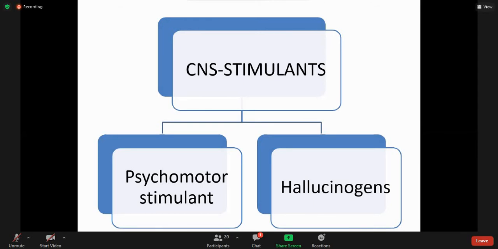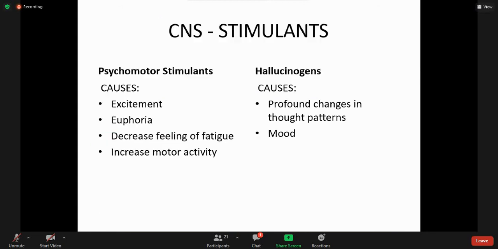So this is a broad group, but we are not going to discuss it in much detail. We are going to discuss a few compounds, a few drugs that can cause this false perception problem, which are labeled as the hallucinogens. So psychomotor stimulants cause excitement, euphoria, decreased feeling of fatigue, and increased motor activity.